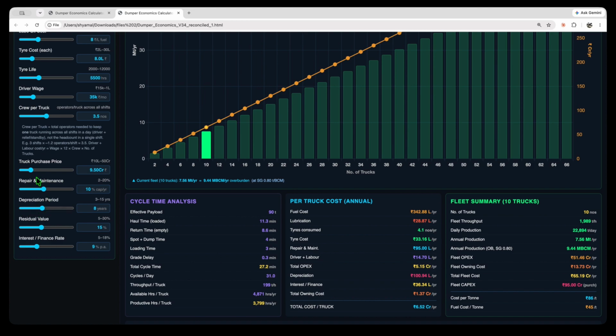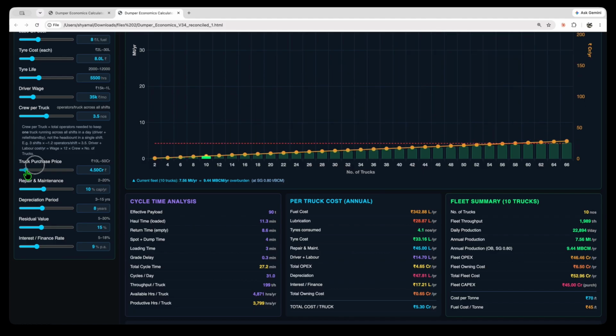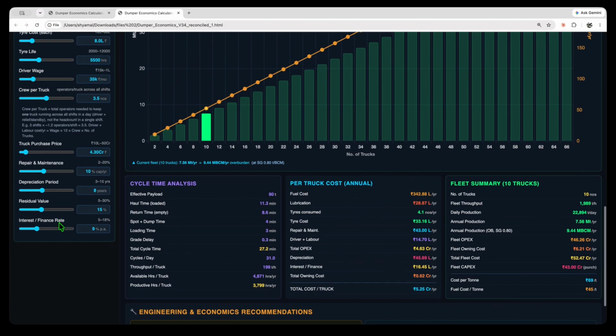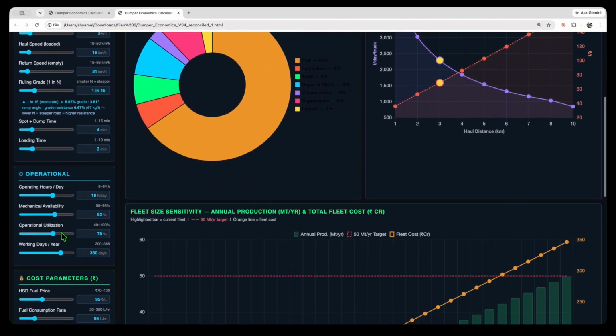Then also the truck purchase price. Now say a 100 ton dumper, it is something like 4.30. I have kept 4.30. Then repair and maintenance, and then depreciation period, residual value, interest, finance rate. Everything I can set here only by these sliders.